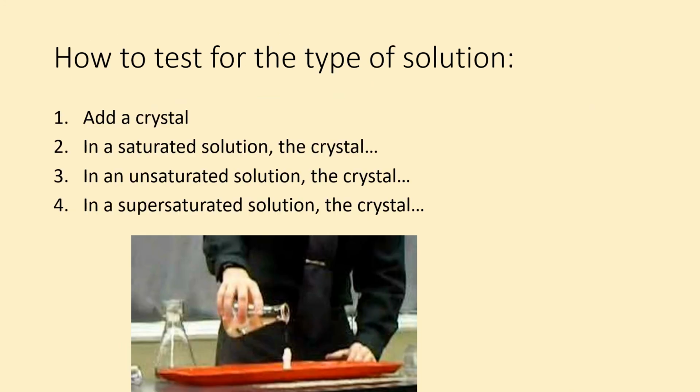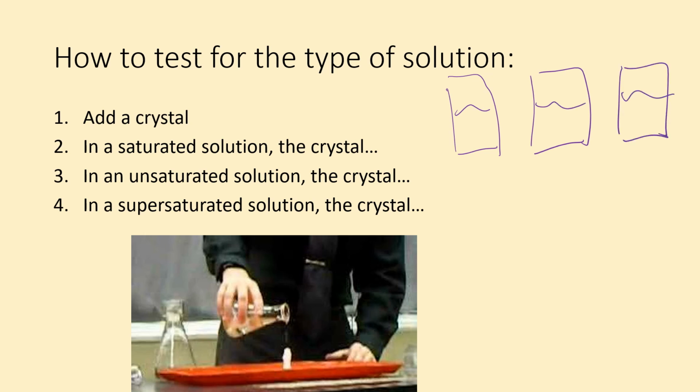Okay, how to test for the type of solution? So how to test for a level of saturation? So a beaker with a solution in it, so here's 3, right? They're solutions. They all look the same, right? It is a saturated solution if you add a crystal. All right, so we'll add a crystal. One crystal goes in. That crystal sinks to the bottom and does not dissolve. That means it was saturated already.